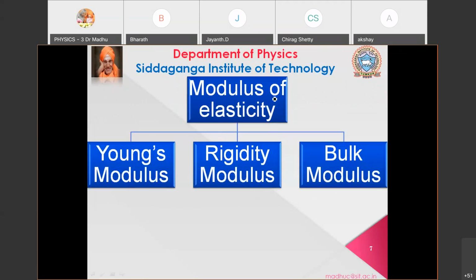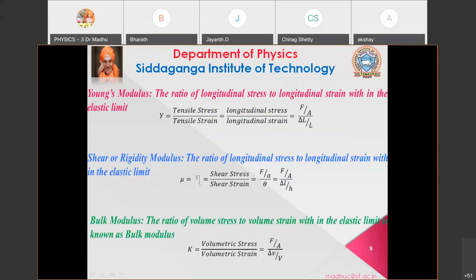Modulus of elasticity, or elastic modulus, has three types. One is Young's modulus, then you have the rigidity modulus and the bulk modulus, which you can also call the volume modulus. Now let's define them one by one. The first one is Young's modulus. How do you define Young's modulus? It is the ratio of longitudinal stress to longitudinal strain in the material. So Y is tensile or longitudinal stress divided by tensile or longitudinal strain.